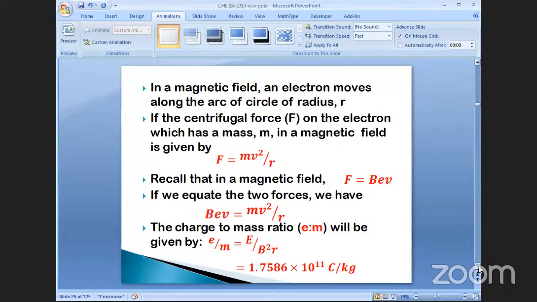Okay, yeah. Now I can hear. So for an electron in a magnetic field, it has F equals BeV, which is equal to the centripetal force, the circular path through which the electron has moved. So when you got the charge to mass ratio, which is e/m equals E over B squared, I don't understand how you arrived at that. Okay.